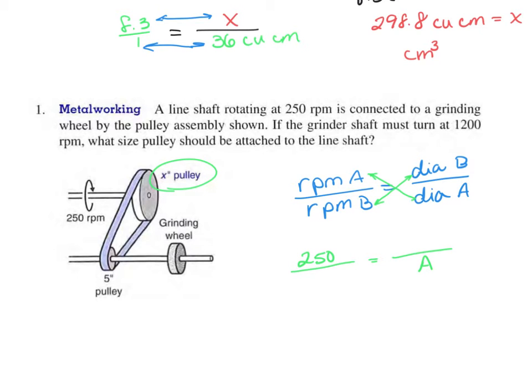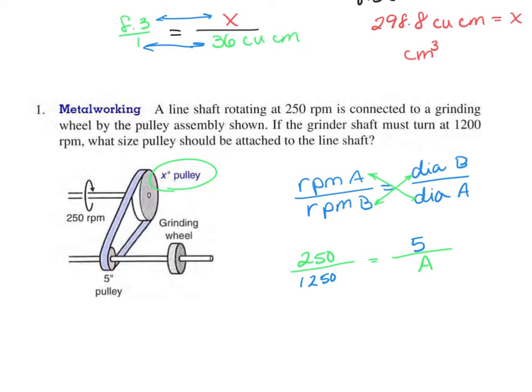But we have this other relationship, and it says my other pulley, the grinding wheel pulley, rotates at 1200 RPMs, and its diameter is 5 inches. See how that relationship between the 5-inch pulley and its RPMs are diagonal to each other versus directly proportional, where they're across from each other? Now we solve for A.